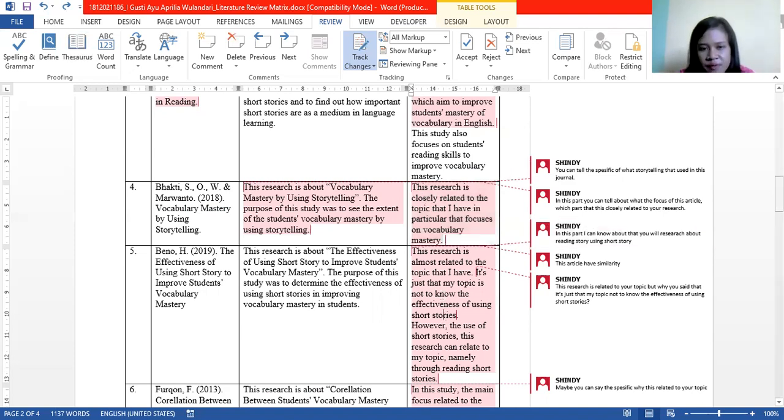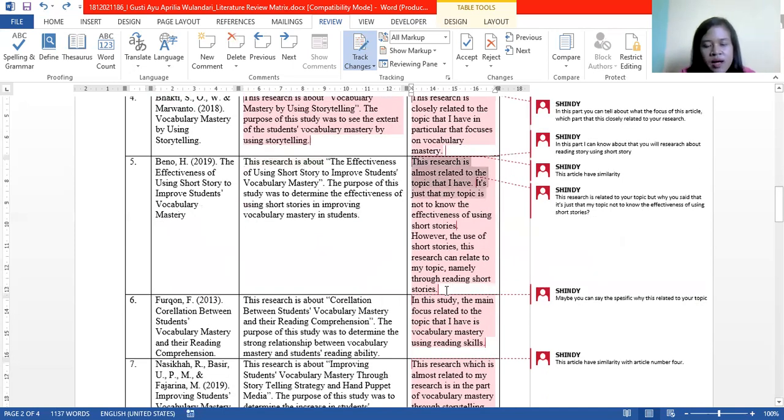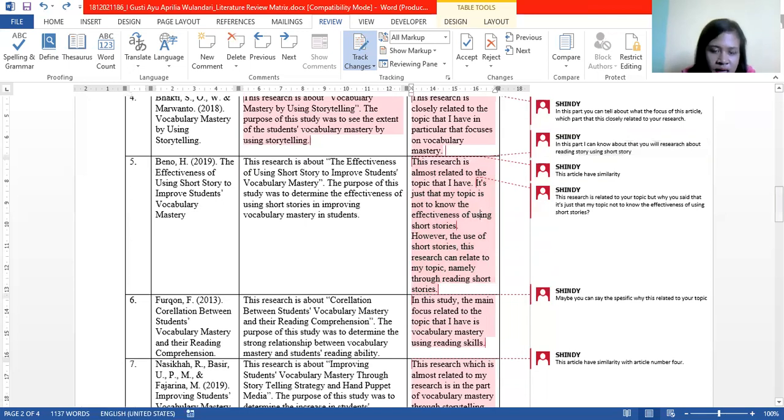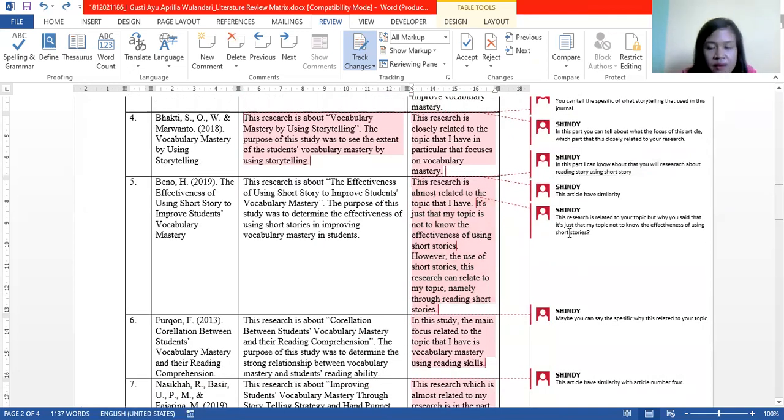And we move to the fifth article. This one. Maybe in this part, I know that you will research a short story. Maybe you can make it specific, like I said before, specific about what story you will use. And then this article has similarity to your first and second articles. Maybe you can mention in the personal note which part is similar, because you said here that this is about using short stories. Maybe you can note the similarity with the first and also second article.